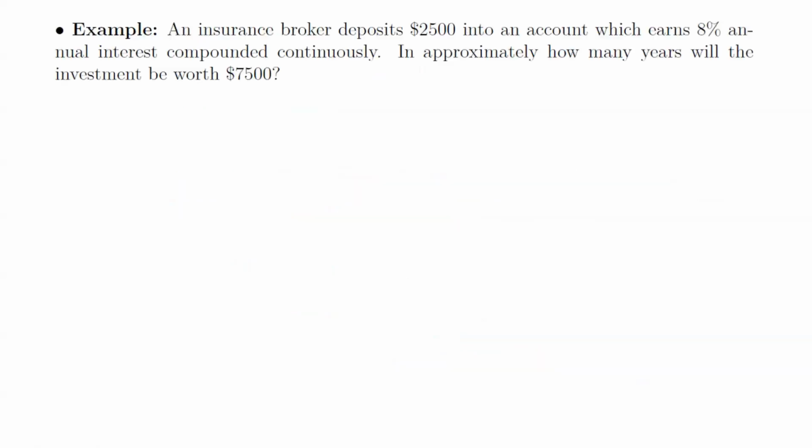All right. Now we have an insurance broker who deposits $2,500 into an account which earns 8% annual interest compounded continuously, right? So there's that key word: compounded continuously. The moment I see that, rather than writing down the formula we used in the previous video, I'm writing down this one. It says, in approximately how many years will the investment be worth $7,500?